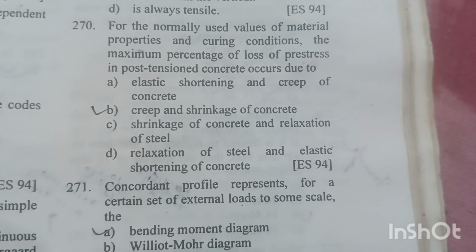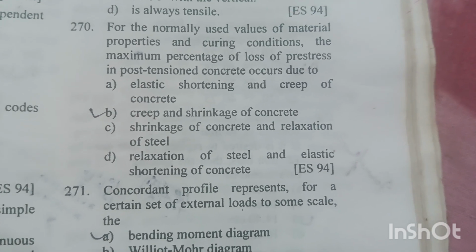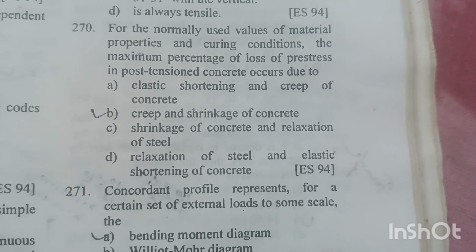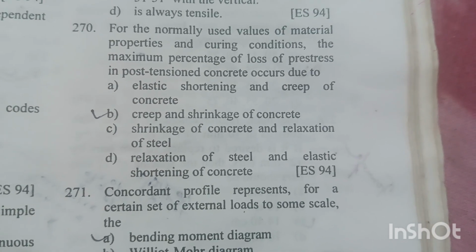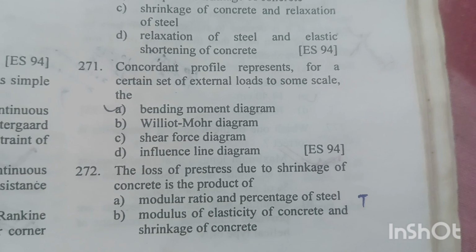Question number 270. For the normally used value of material properties and curing conditions, the maximum percentage of loss of pre-stress in post-tension concrete occurs due to creep and shrinkage of concrete. Option B is the right answer. Question number 271.